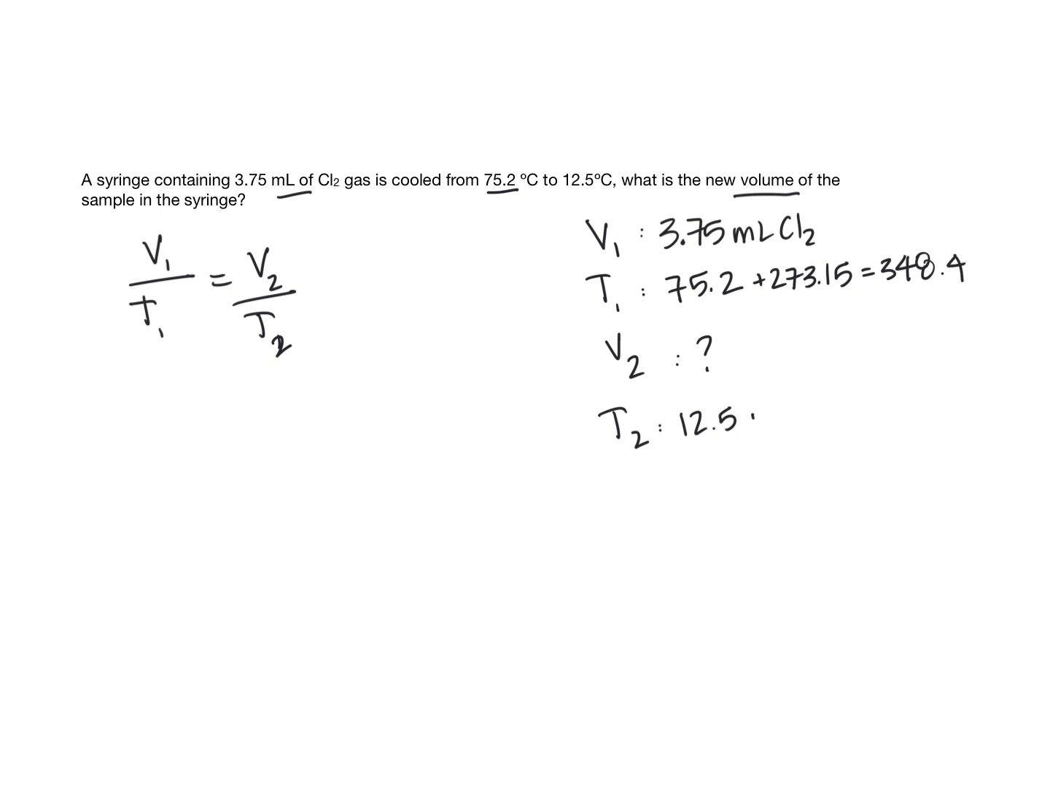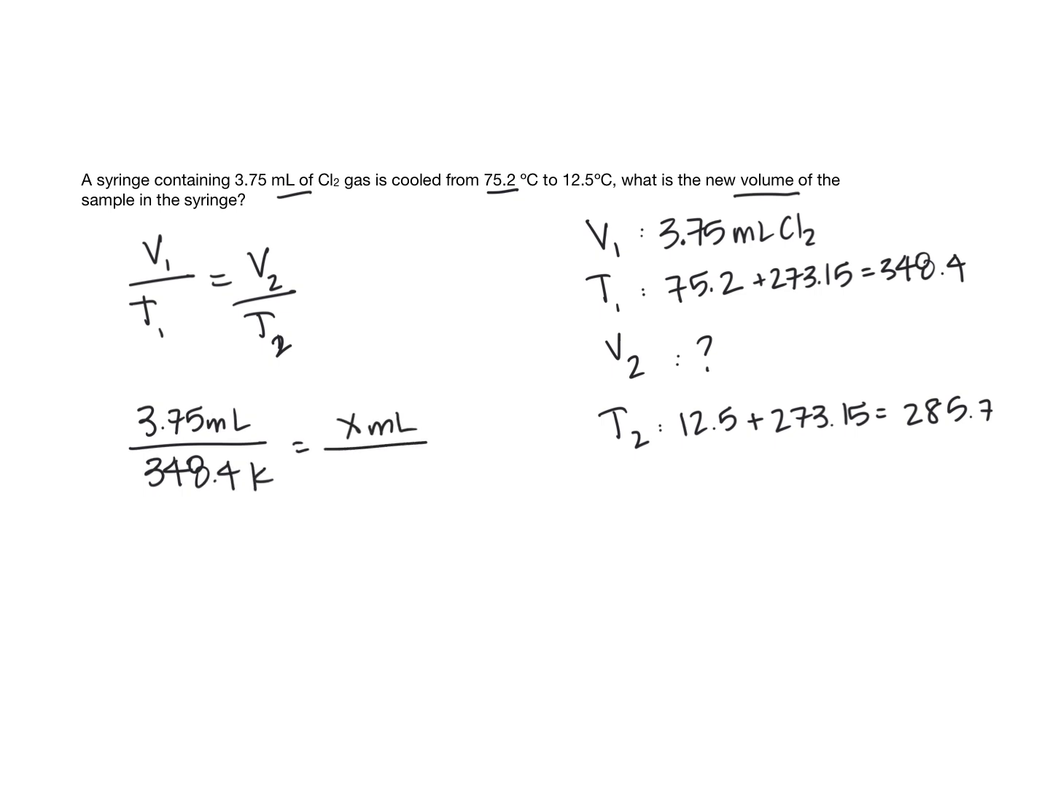So we're going to do the same thing for our other value of 273.15 plus 12.5, and that gives us 285.7. So now we're going to start plugging these values in. So we're going to have 3.75 milliliters divided by 348.4 Kelvin equals X milliliters divided by 285.7 Kelvin. So when we solve for V2, we get 3.05 milliliters.